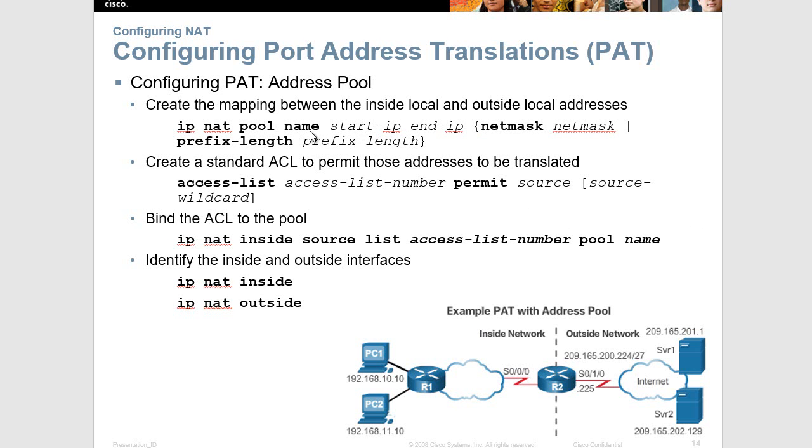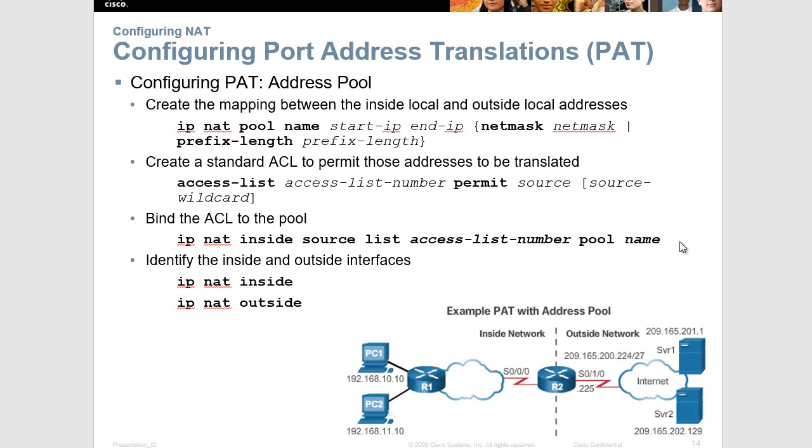So it starts off exactly the same as Dynamic NAT. IP NAT pool, starting IP, ending IP, then the net mask, all the same. Access list: make an access list to determine who's going to be able to get IP addresses from this pool. Same as Dynamic. Then IP NAT inside source list, give it the access list number after that, and then pool, whatever you name the pool.